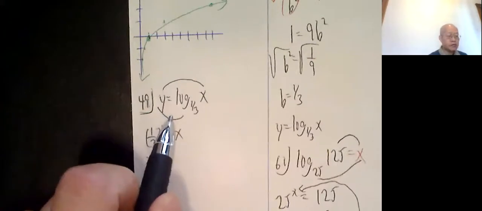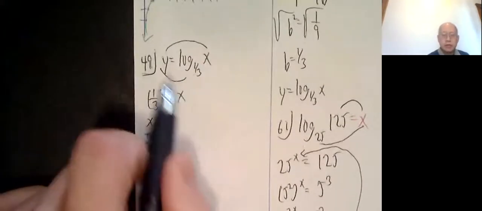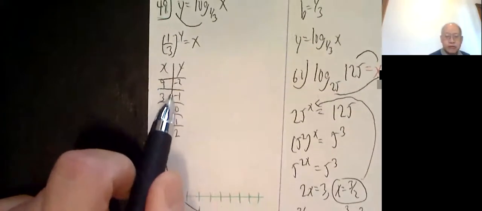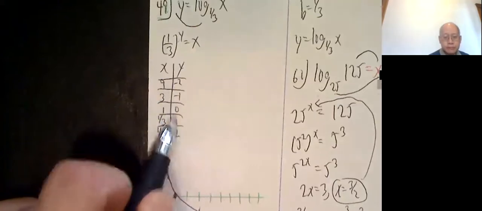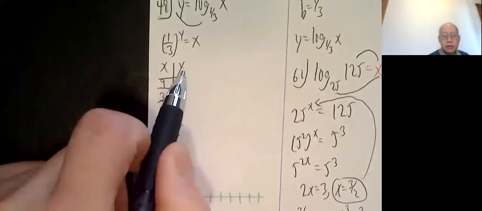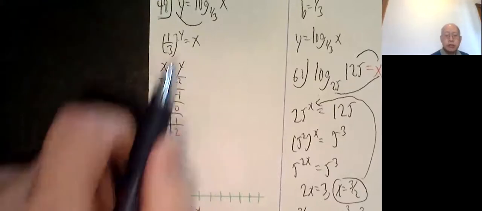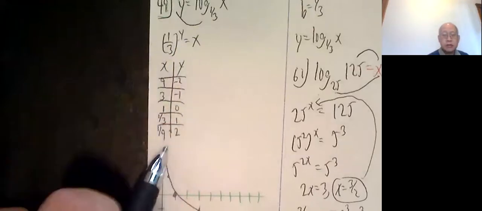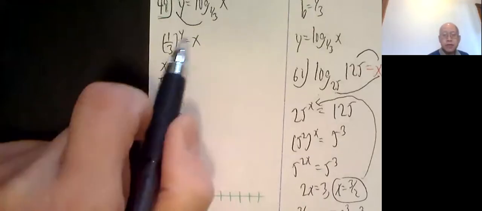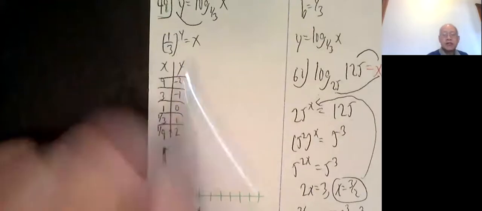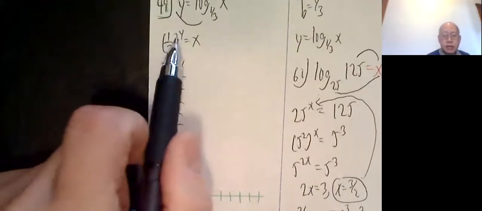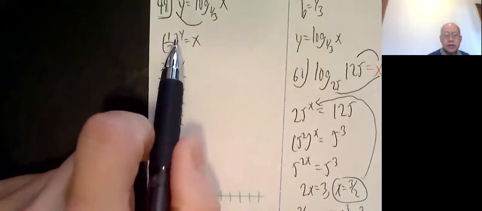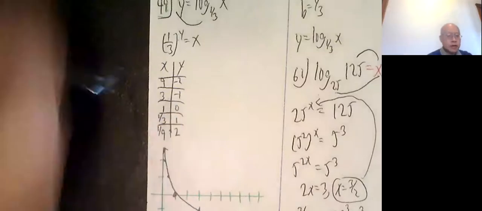Okay, y equals log base 1/3 of x. Unscramble it. (1/3) to the y equals x. So same thing, I make a table of values from y going from -2 to 2. Plug in 0, (1/3)^0 is 1. Plug in 1, (1/3)^1 is 1/3. Plug in 2, (1/3) squared is 1/9. Plug in -1, (1/3)^-1 means you flip the fraction, 3 to the +1, which is 3. Plug in -2, (1/3)^-2, flip it, 3 squared, 9.